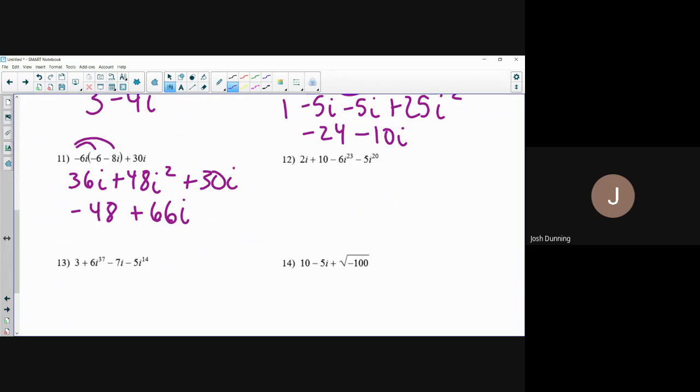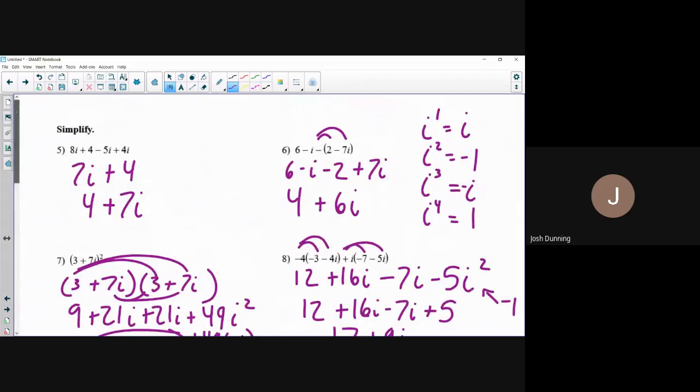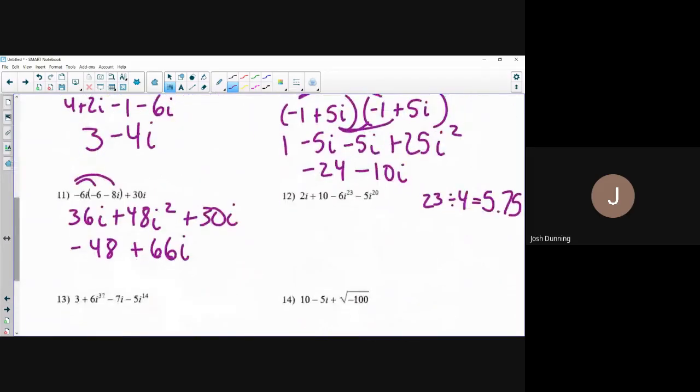12 has some of the higher power of i stuff. We said divide by 4. If you do that, you will get 4 goes into 23 5 times. You'll get 5.75 if you do that on your calculator. So i to the 23rd, 75 cents is 3/4. So that's like i cubed. Up on our key, i cubed is negative i.